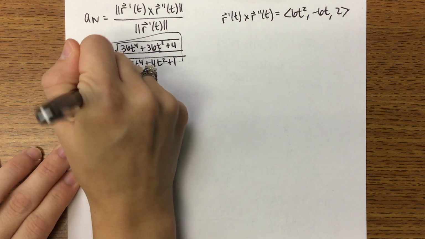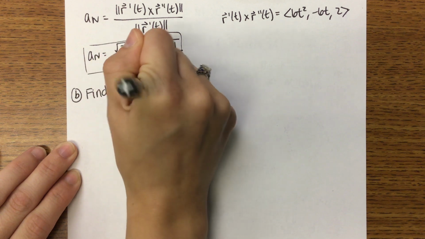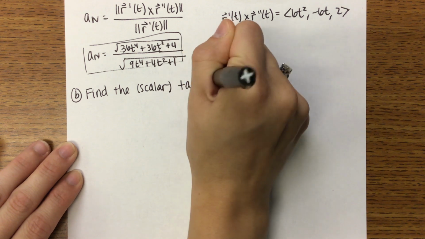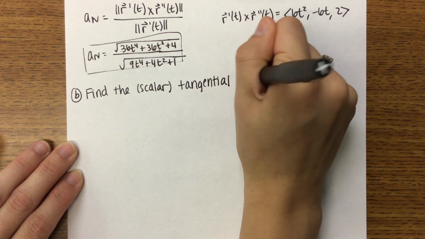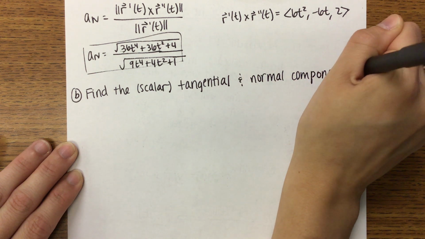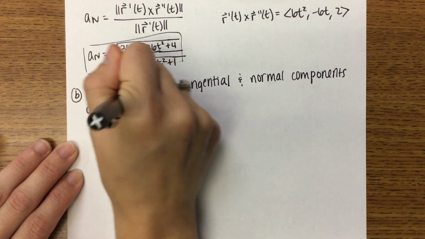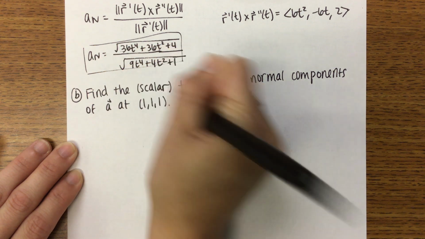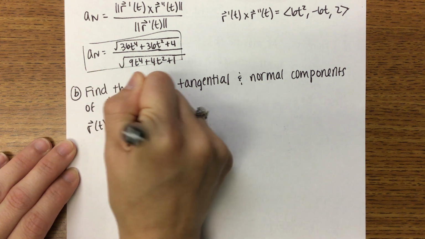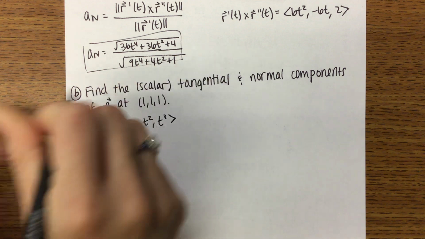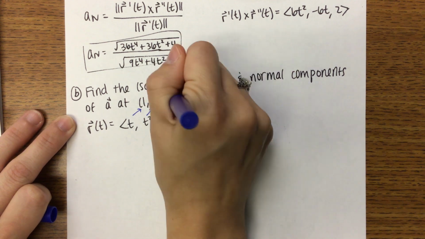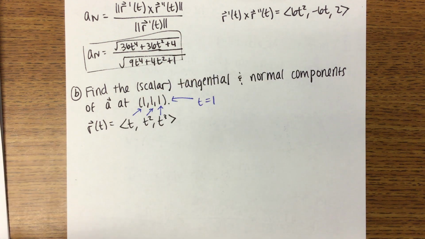Okay, what I could then ask you to do is find, again, the scalar, in parentheses because I use that word, your book doesn't, tangential and normal components of acceleration at the point 1, 1, 1. So if you recall, r of t was t squared, t cubed. So if we set each of these equal to 1, we find out that the point 1, 1, 1 is when t is 1.